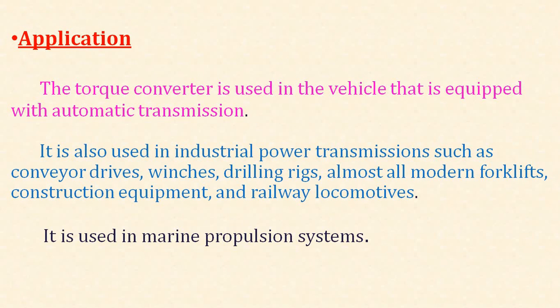And the last part, application. The torque converter is used in vehicles equipped with automatic transmission, and it is also used in industrial power transmissions such as conveyor drives, winches, drilling rigs, almost all modern forklifts, construction equipment, and railway locomotives. It is also used in marine propulsion systems.